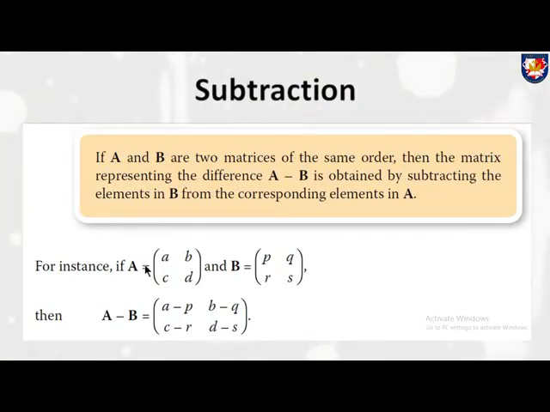So the elements of matrix A are a, b, c, d, and the elements of matrix B are p, q, r, s. Remember, subtract the elements of A with the corresponding elements in B. So a corresponds with p, so a minus p. And b corresponds with q, so b minus q. And so on with these two other elements, c and r, and d and s.